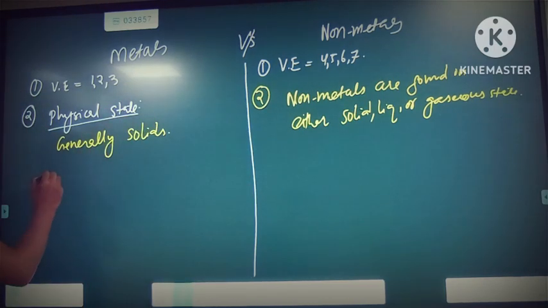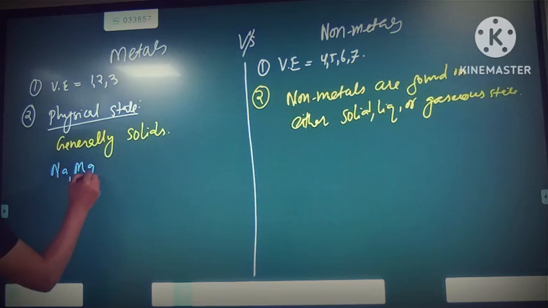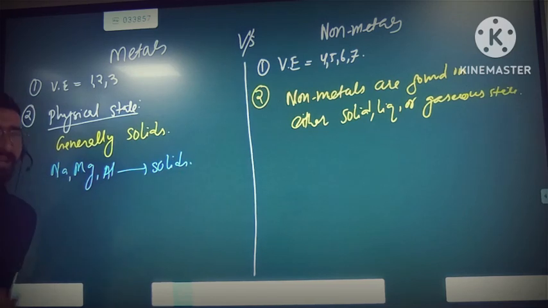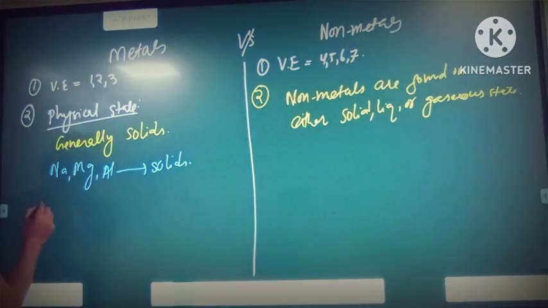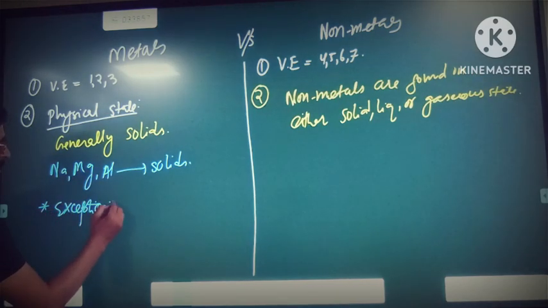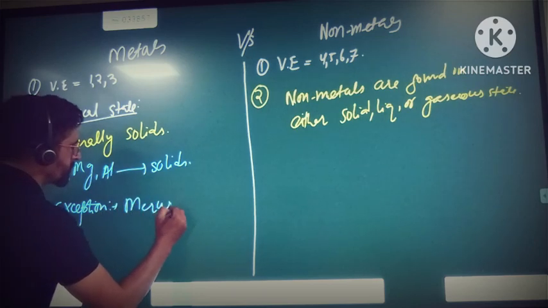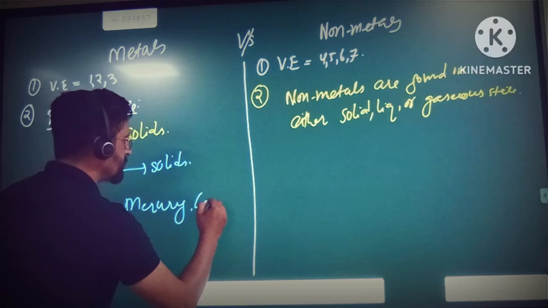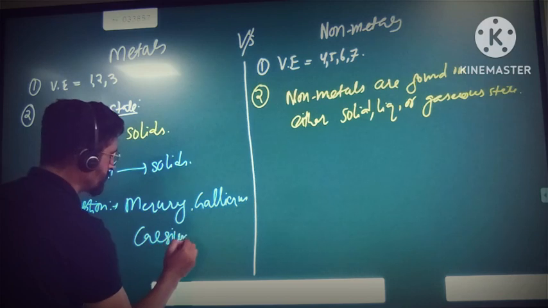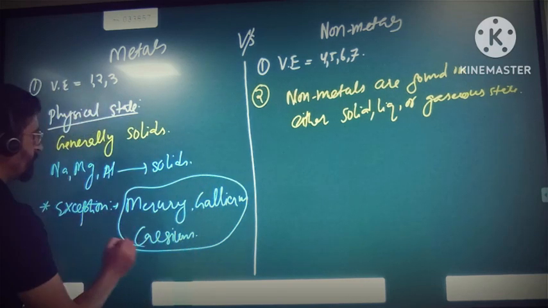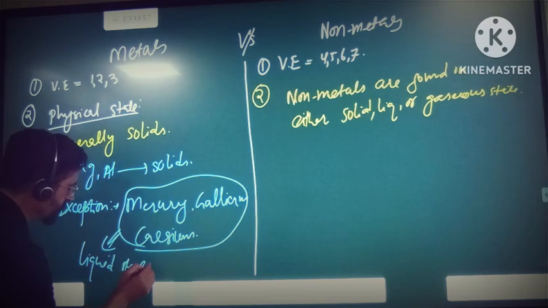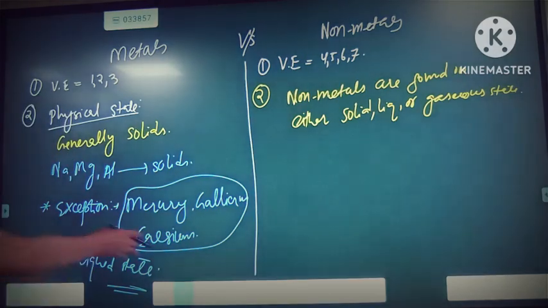Now we will be going into their examples. If we talk about sodium, magnesium, aluminium, these are all solids. But this is chemistry, and guys, exceptions are always there. So you will be writing exception. What is the exception? It is mercury, gallium, and cesium. These three are found in liquid state at room temperature. Okay, so these are the exceptions.